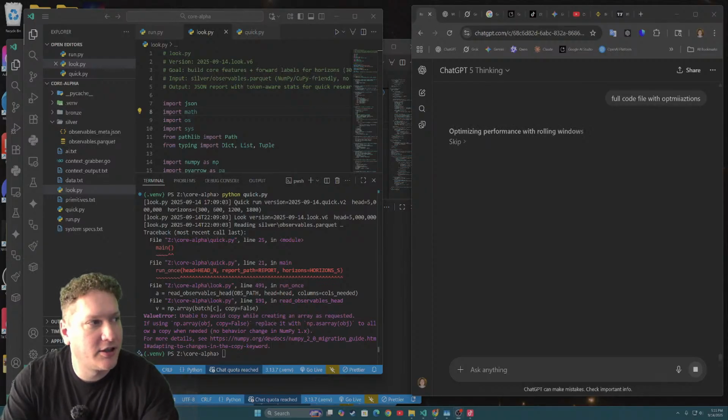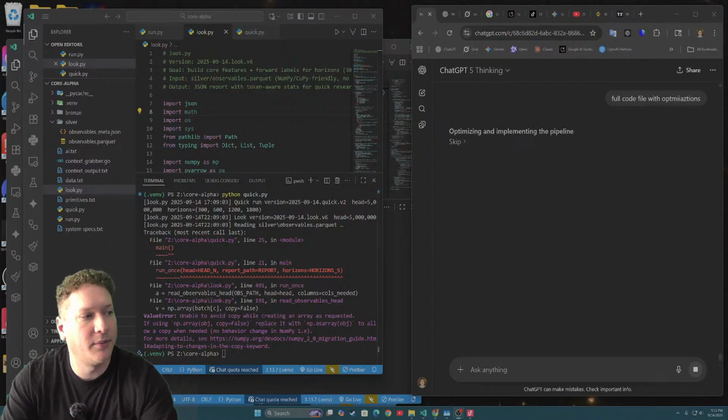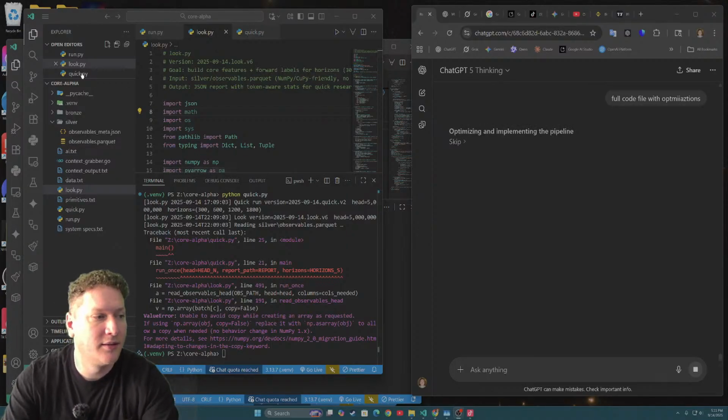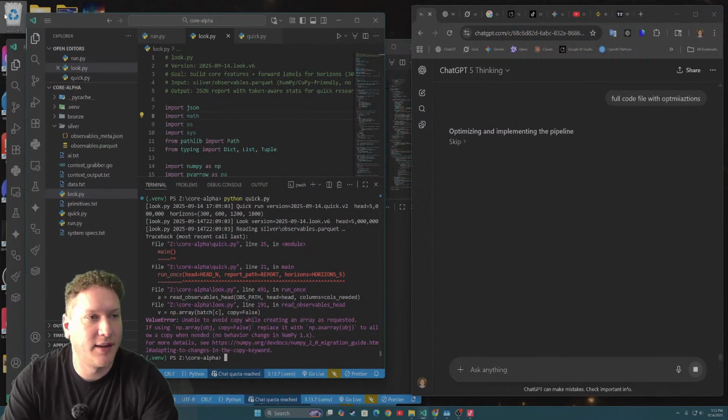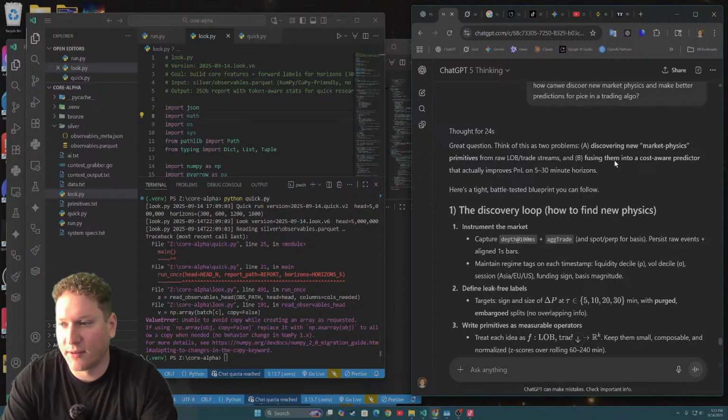You can just say feature engineering and all that stuff. That's boring, dude. I want to be discovering novel mathematics for new physics. Doesn't that sound cooler? And technically it's fairly accurate, I'd say. That's what we're doing here. Great question. 2.1 is discovering new market physics primitives from raw. Okay, yep.